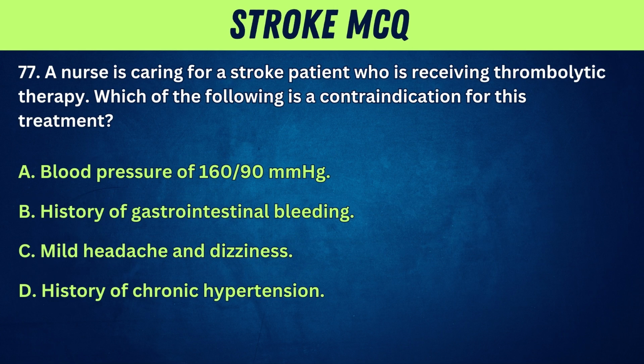77. A nurse is caring for a stroke patient who is receiving thrombolytic therapy. Which of the following is a contraindication for this treatment? A. Blood pressure of 160/90 mmHg. B. History of gastrointestinal bleeding. C. Mild headache and dizziness. D. History of chronic hypertension.